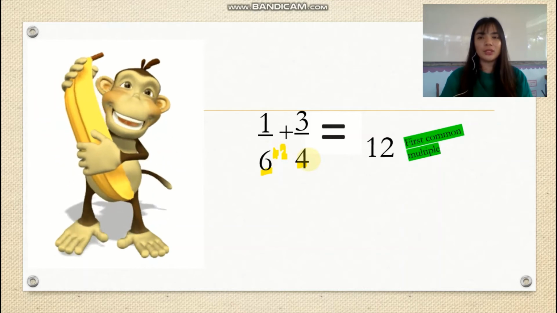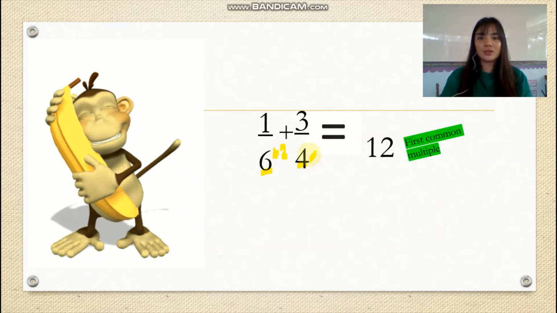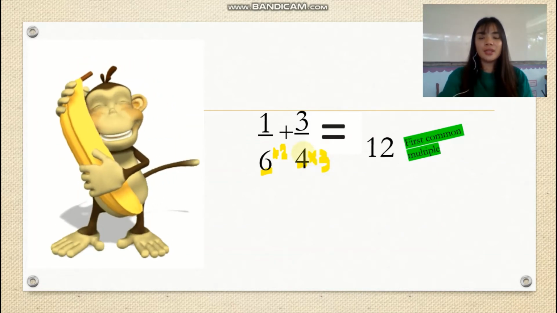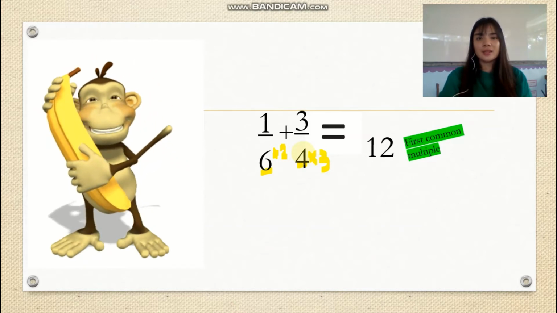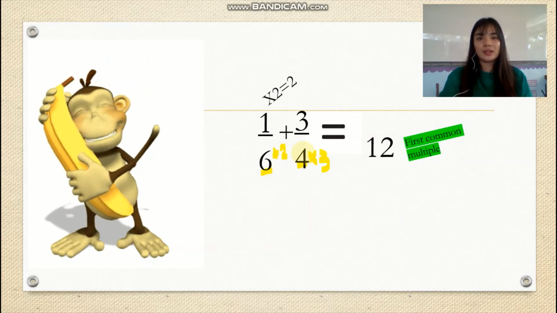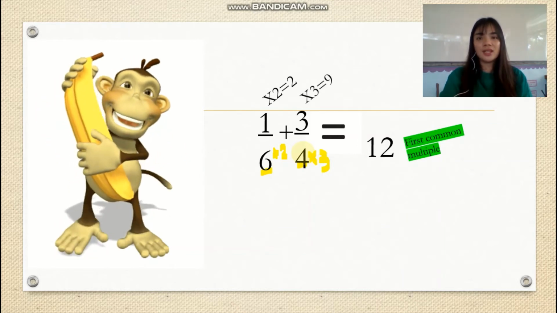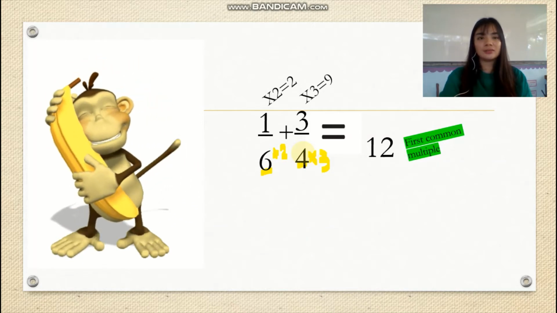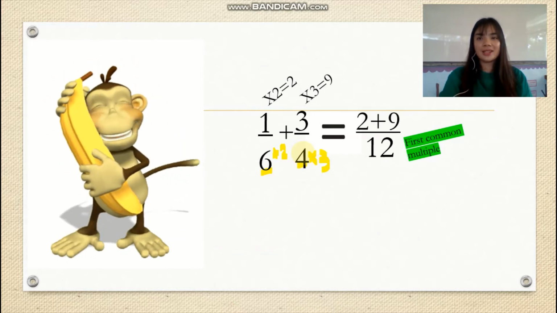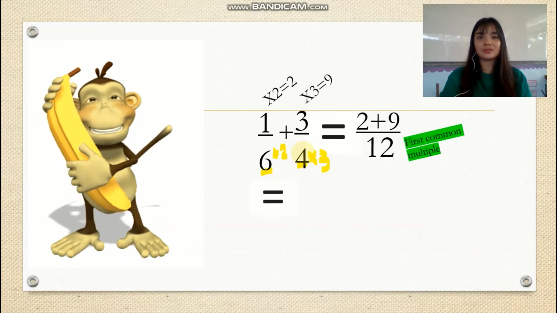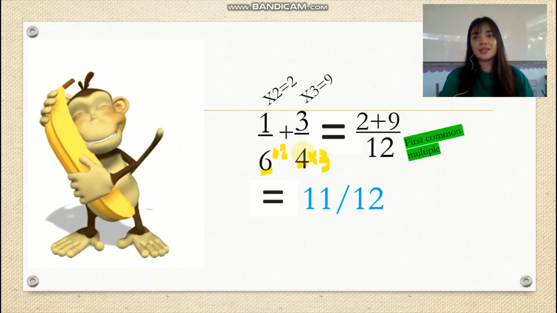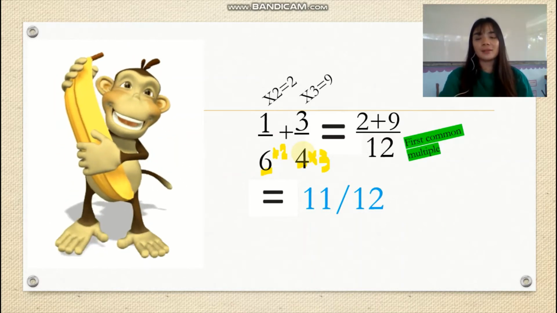How about 4? What can we multiply it by 4 to make it 12? It is 3. Very good. Now we can multiply our numerators. So 1 times 2 is equal to 2. Then 3 times 3 is equal to 9. Add now our numerators. So 2 plus 9 is equal to 11 all over 12. So our answer is 11 all over 12.